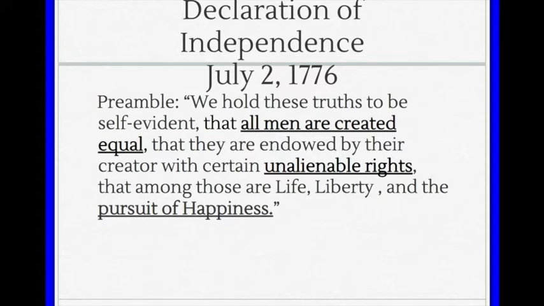But again, this is a slippery slope when it comes to women, and particularly to slaves, because if you're a slave, you can't pursue your happiness. And if you're a woman and you're under the thumb of your husband, you also can't pursue happiness.